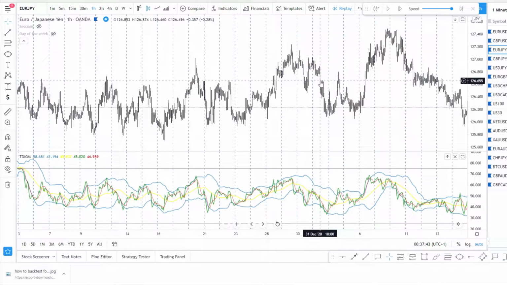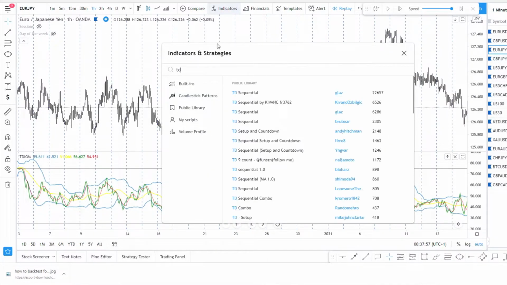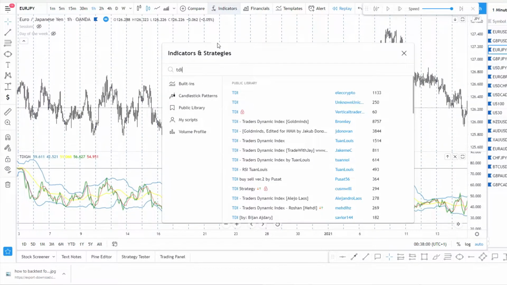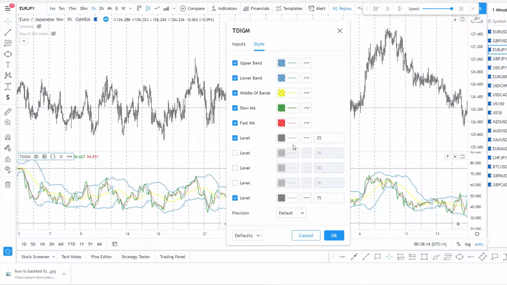In this video I will show you one of the best forex indicators that you can use for scalping. The indicator is called TDI, so just go on TradingView, click on indicators and type TDI and use this TDI Gold Mines edited for MMM by this guy, and click on settings and copy this setting. So you want levels to be 25 and 75, and this can stay.